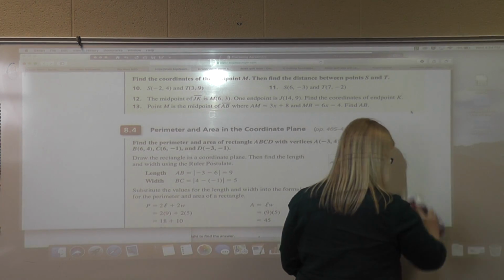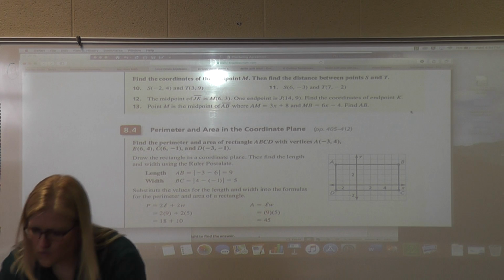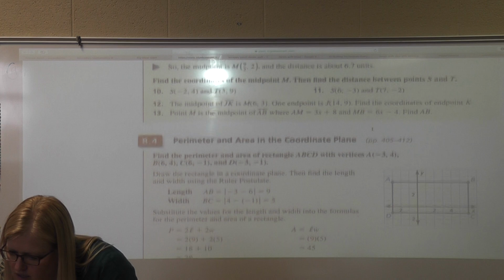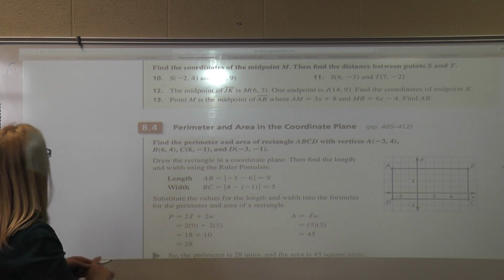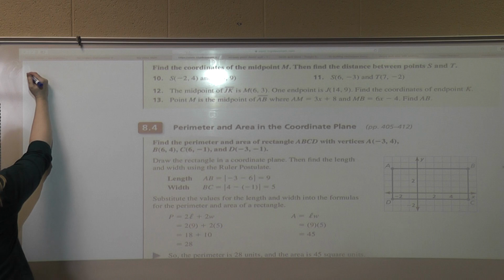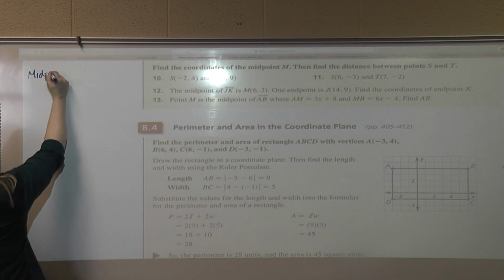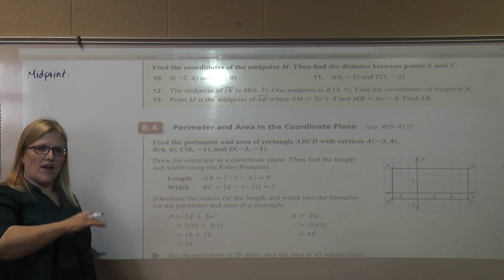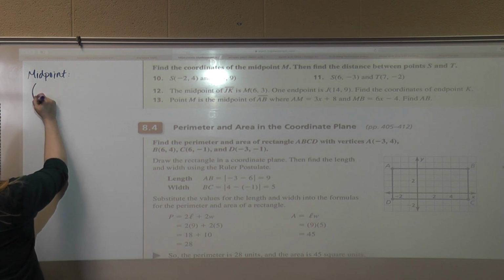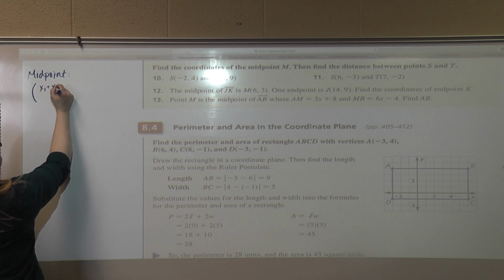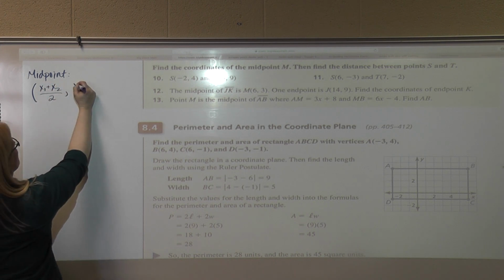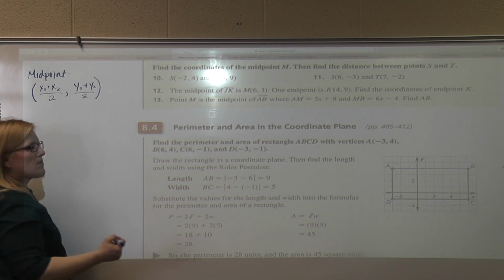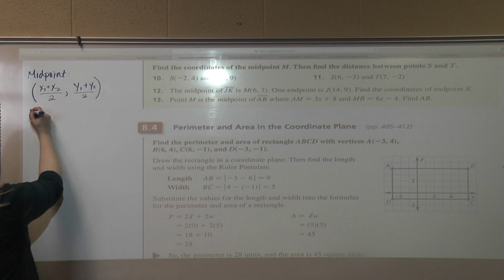Okay, hopefully you remember, or at least you have it handy, the midpoint formula. To find the midpoint, remember we're just finding the averages of the x values and the y values. So we've got (x1 plus x2) over 2, that's my x value, and (y1 plus y2) over 2, so that's my midpoint formula.